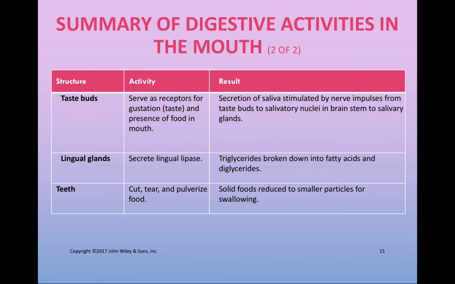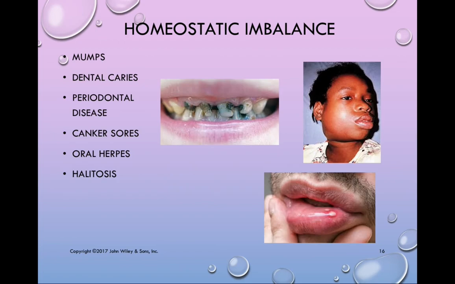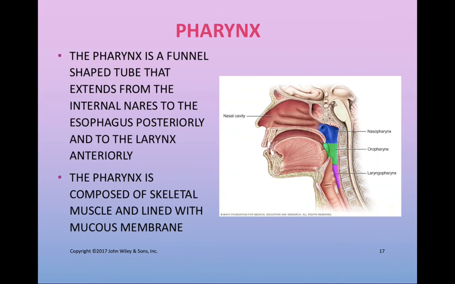Salivary amylase will break down carbohydrates, while lingual lipase will break down triglycerides. Here are some pathological conditions that relate to the mouth and affect some of its components. Mumps, canker sores, and oral herpes are all conditions that affect this part of the digestive system.